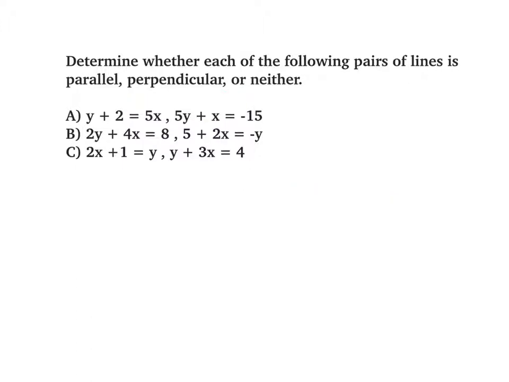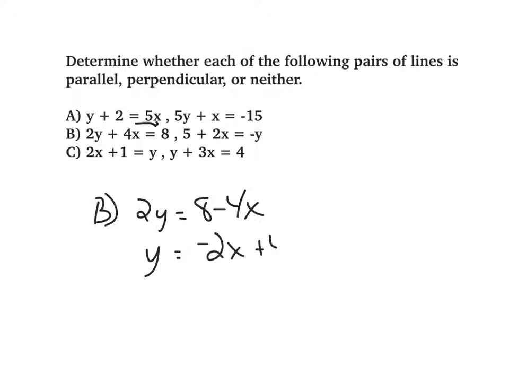All right, let's try the next one. Part B, do the same steps. I'm going to put them in slope-intercept form. So on B, first thing I'm doing on this one is moving the 4x to the other side. 2y equals 8 minus 4x. I should have put the 4x first. Divide everything by 2. I'll rearrange it now. It'll be negative 2x plus 4. So that's the first one. Do the same thing here. Moving the 5 to the other side.